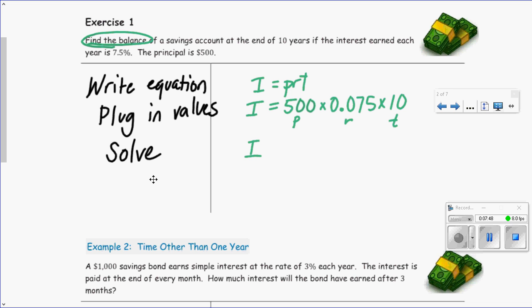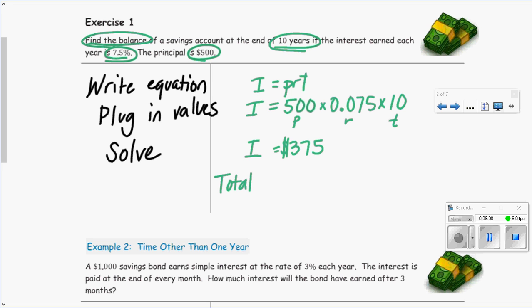Okay, so did you get $375? That sounds like a lot. But if you're starting with 500 and they're giving you 7.5% each year for 10 years, it will add up over time. So that's something that you'll learn when it comes to money, is that things add up over time, whether it's in a good way or a bad way.